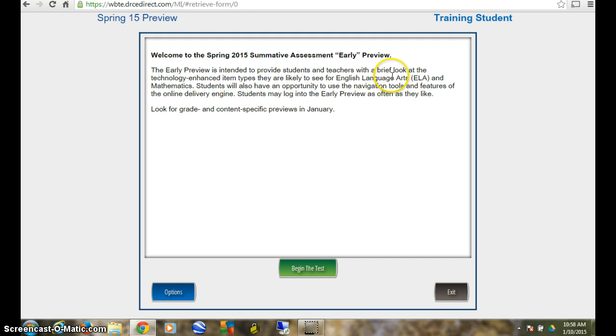Welcome to the early preview. It's to provide us some information, a brief look at the technology enhanced item types that we may see in the ELA and the mathematics MSTEP. Students will also have the opportunity to use the navigation tools and features of the online delivery system or engine. Students may log into the early preview as often as they like. Look for grade and content specific previews in January. So we're going to begin the assessment.